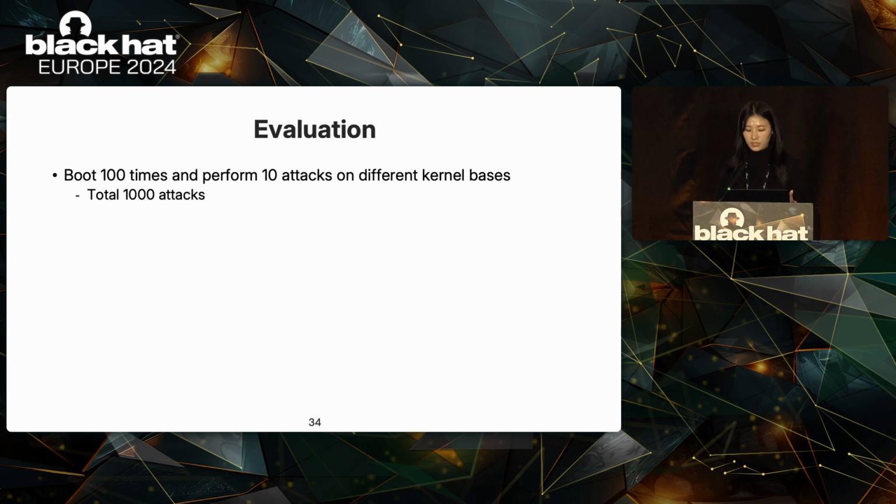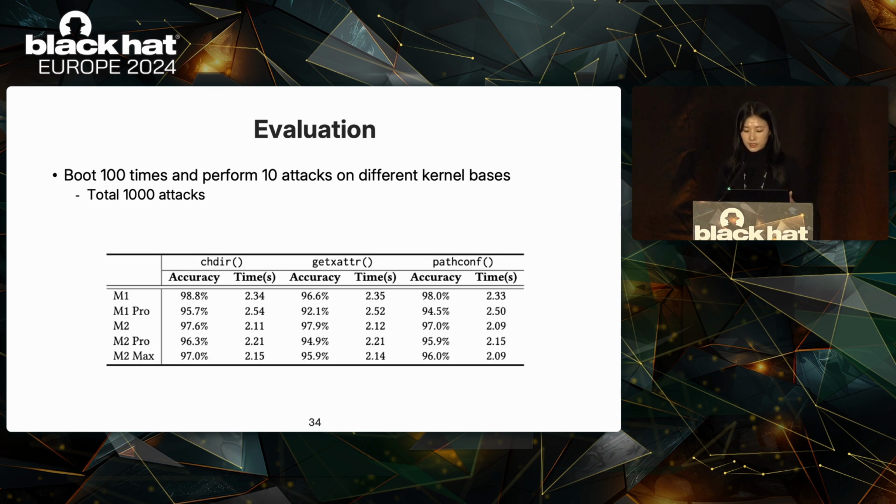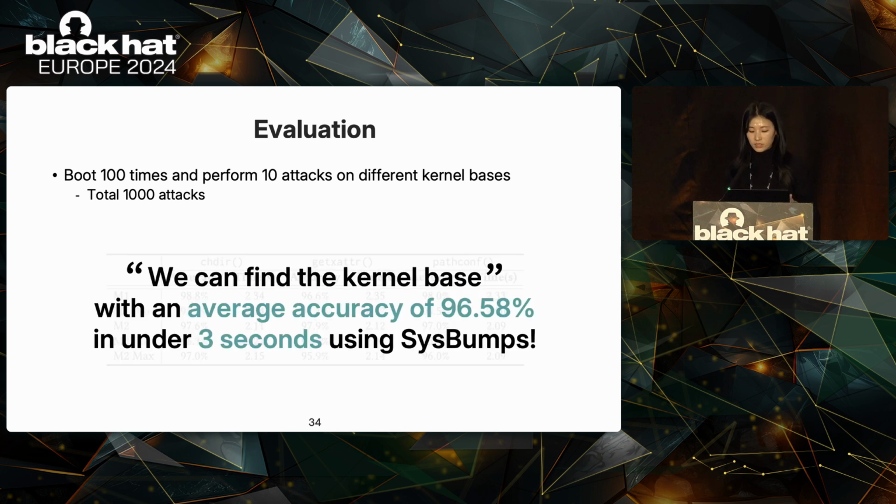In total, we conducted 1,000 attacks, rebooting the system every 10 attempts to reset the kernel base address. The result shows some difference in both speed and accuracy depending on the system call, but when we average the performance of the top 3 system calls, we found the kernel base address with 96% accuracy in under 3 seconds.